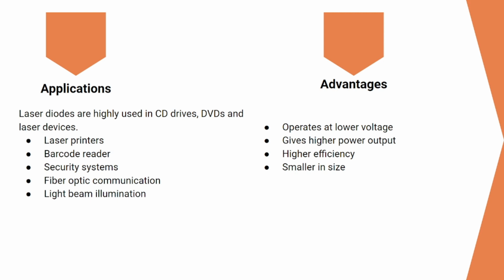Now they have higher efficiency and also they are smaller in size. Because of these advantages, they are used in laser printers, barcode readers, security systems, fiber optic communication, and light beam illumination. So these are the application areas of laser diode.